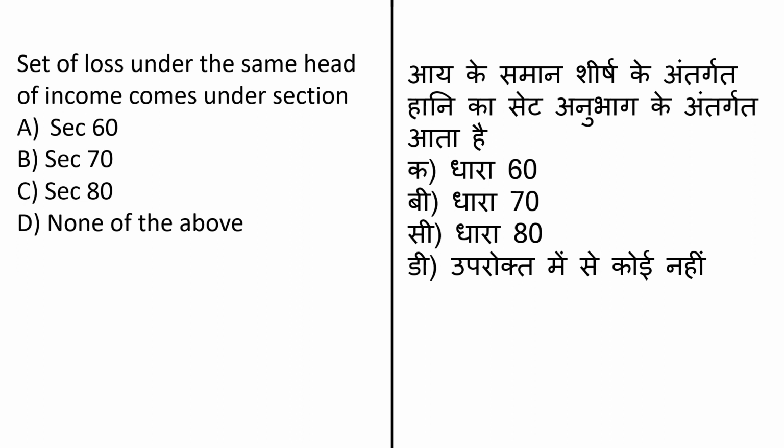Set off of loss under the same head of income comes under section 70. That means the answer here will be option number B.